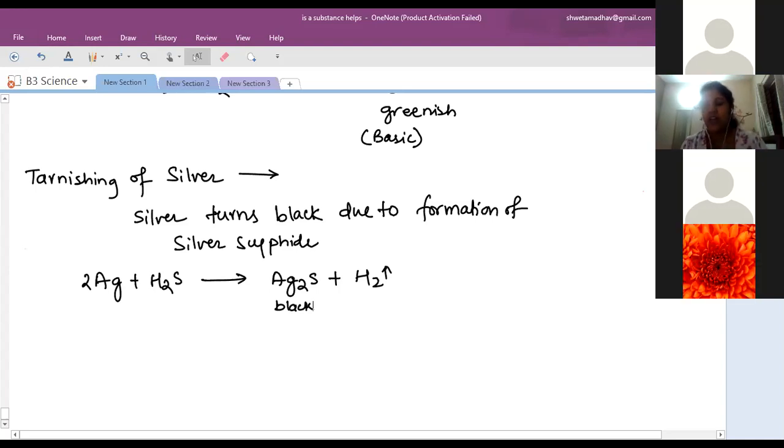Now what happens, does that aluminium oxide remain stuck to the metal? Just like iron oxide is formed, what happens? Will it stick to the metal? No, ma'am, it will eventually fall. Eventually it falls down. So when that layer of iron oxide falls down, what happens?